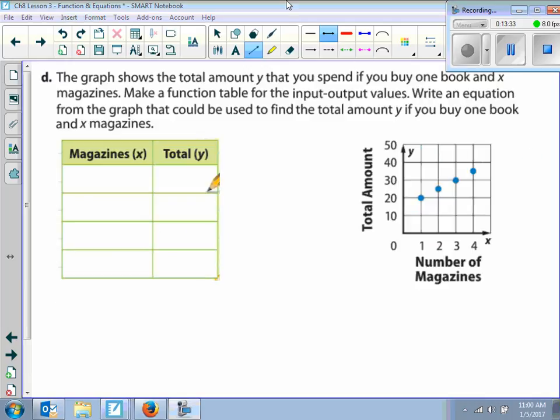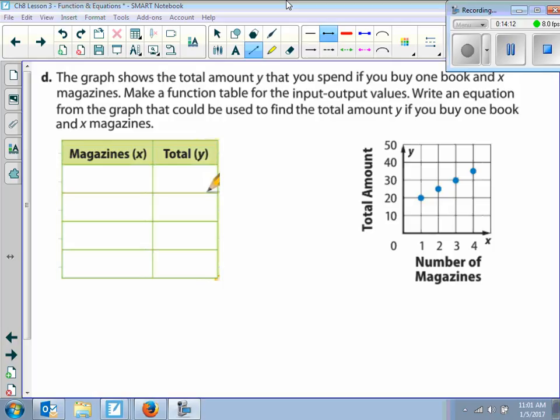Here, the graph shows the total amount, y, that you spend if you buy 1 book and x magazines. Make a function table for the input-output values. We also want to write an equation from the graph that could be used to find the total amount, y, if you buy 1 book and x magazines. So, the first thing we want to do is create our table. And to get the information for our table, we have to look at our graph.